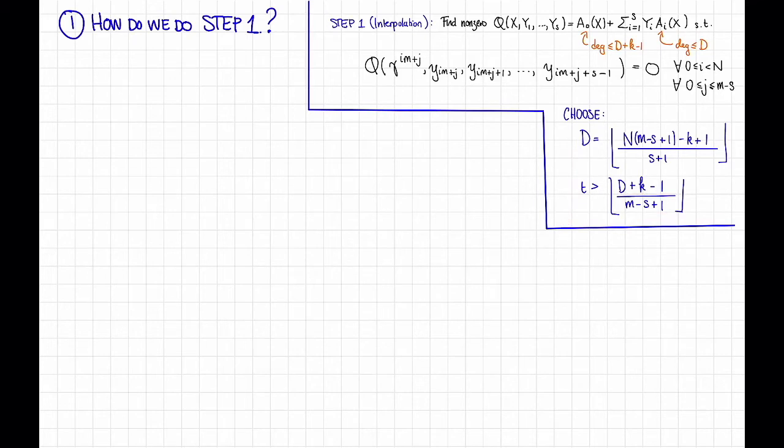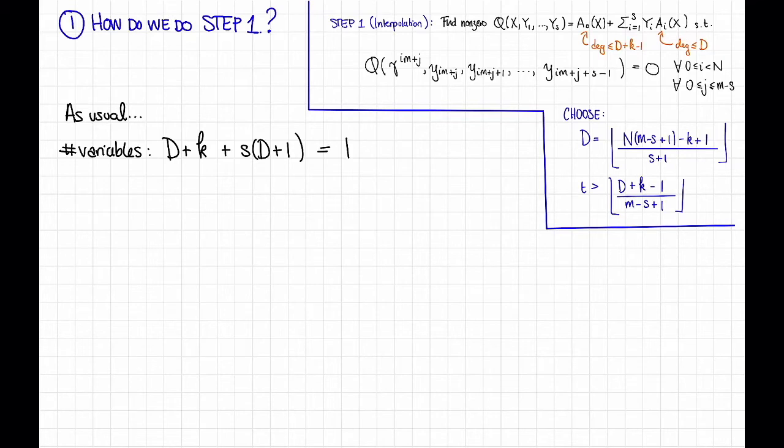Okay, so how do we do step 1? As usual, we're going to do polynomial interpolation by showing that the number of variables that we have, that is the number of coefficients of q, is strictly larger than the number of constraints. So how many variables are there? Just as before, there's d plus k plus s times d plus 1. The only difference here is that this s here used to be an m, but now it's an s because we only have s terms in this sum. And we can write this as d times s plus 1 plus k plus s.